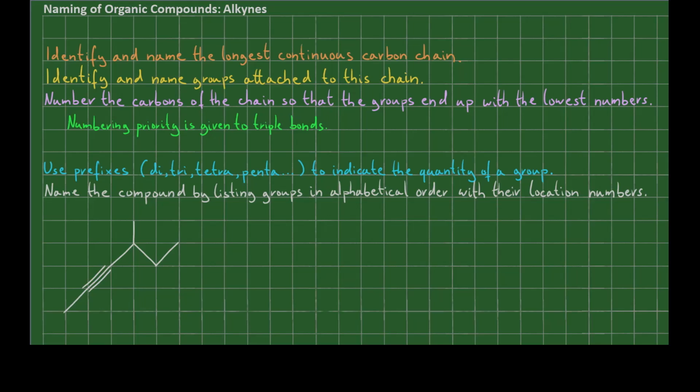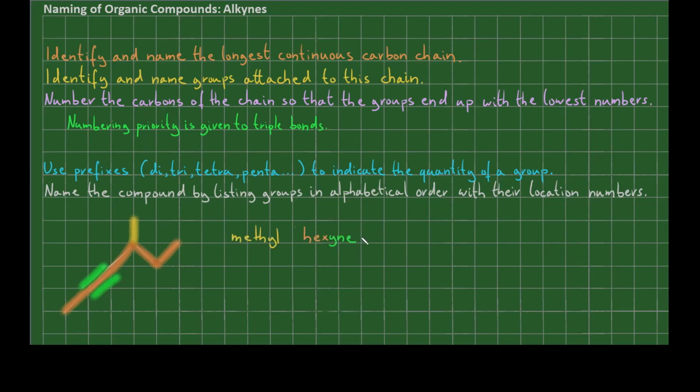I'm going to identify the longest continuous chain that contains the triple bond, so it's these 6 carbons here. I have a triple bond here in green, so this is definitely a hexyne. I also have a methyl on top. So far I could say that this is a methyl hexyne.